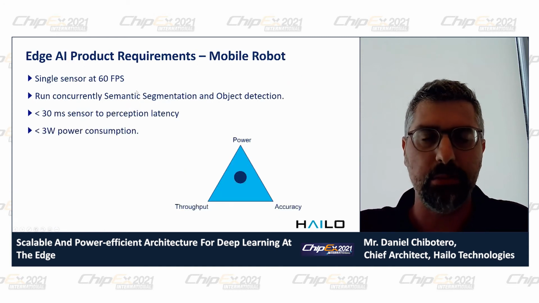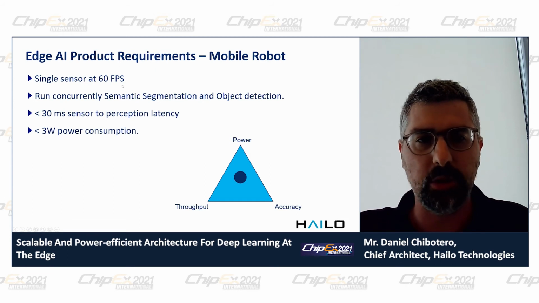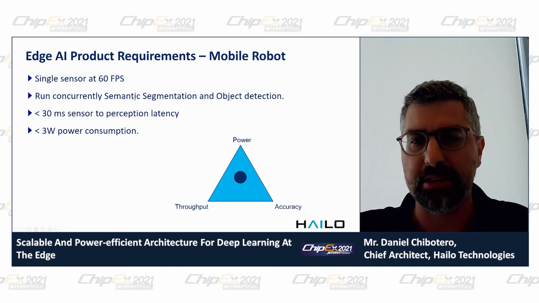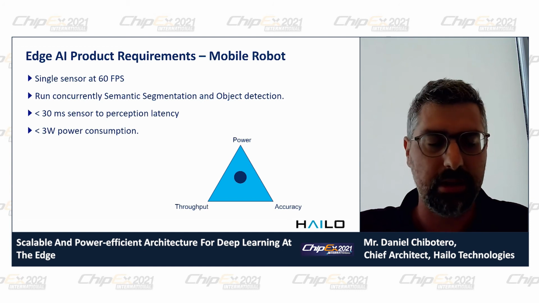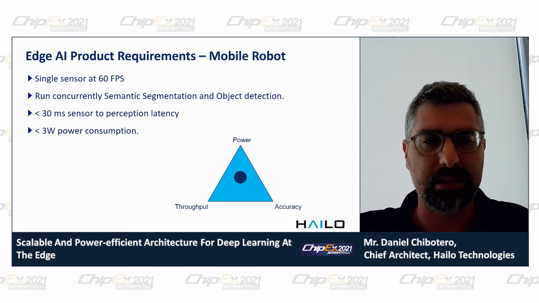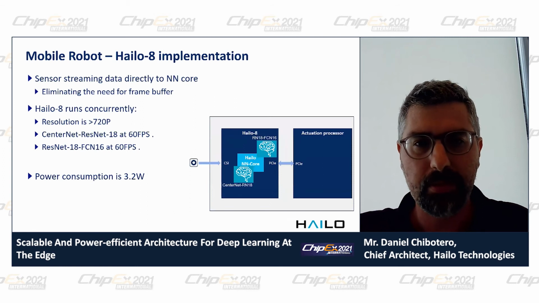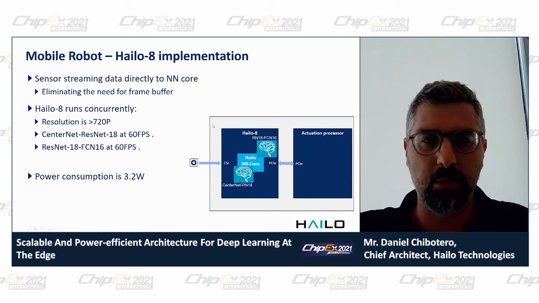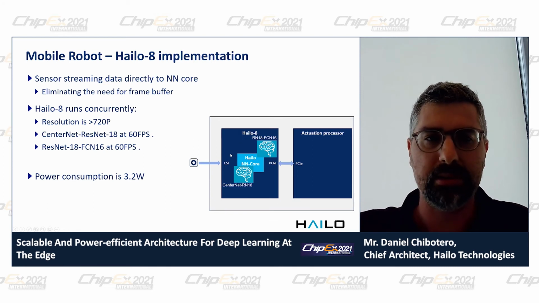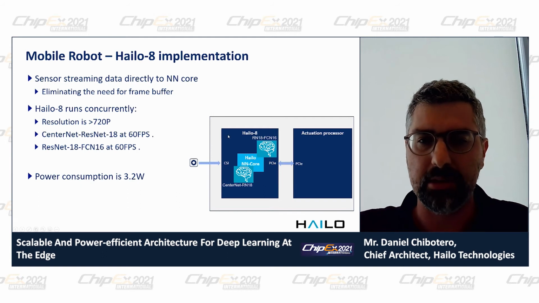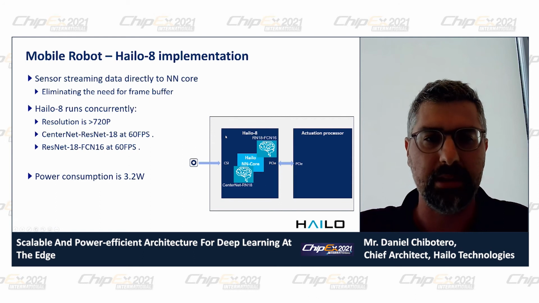The third product is a mobile robot. It has a single sensor running at 60 FPS, and it should run concurrently both semantic segmentation and object detection networks. And here we have a latency requirement, less than 30 milliseconds of sensor to perception latency, and less than 3 watts power consumption. And for this robot, we connected the camera directly to the Hailo 8 CSI interface, streaming the sensor data directly to the Hailo 8 chip without going through the host processor. And this eliminates the need for a frame buffer and reduces the latency.